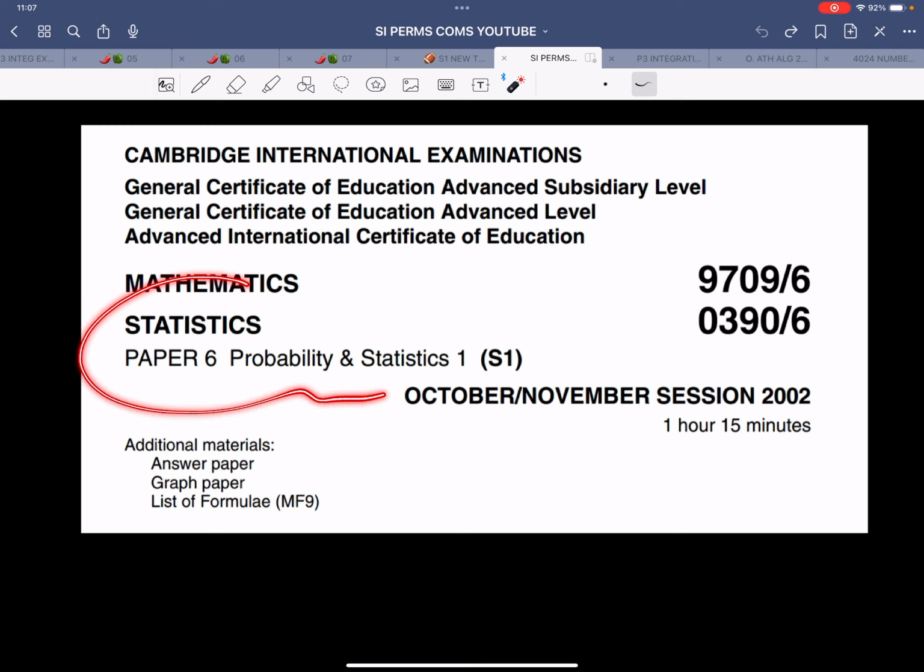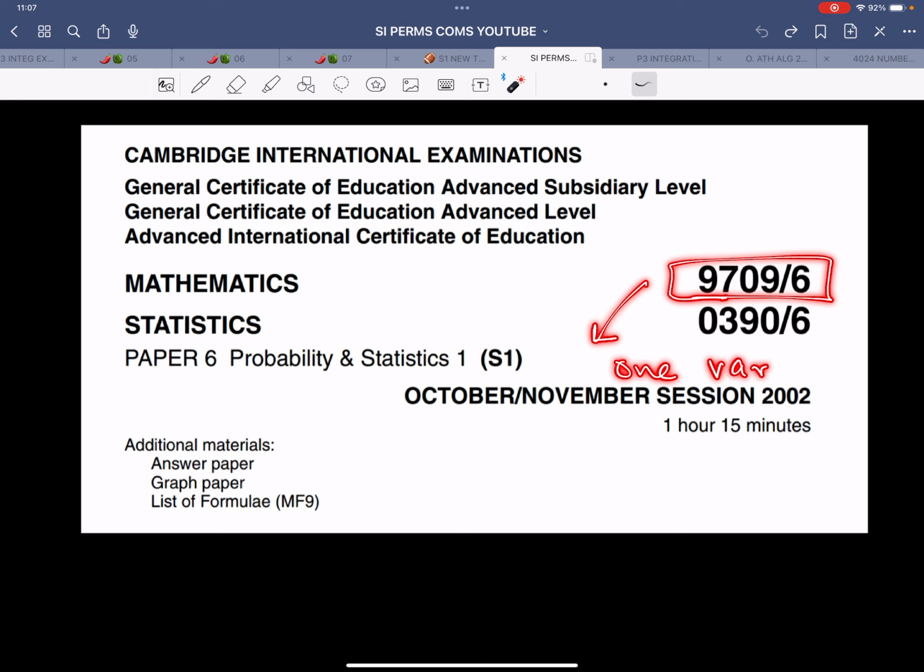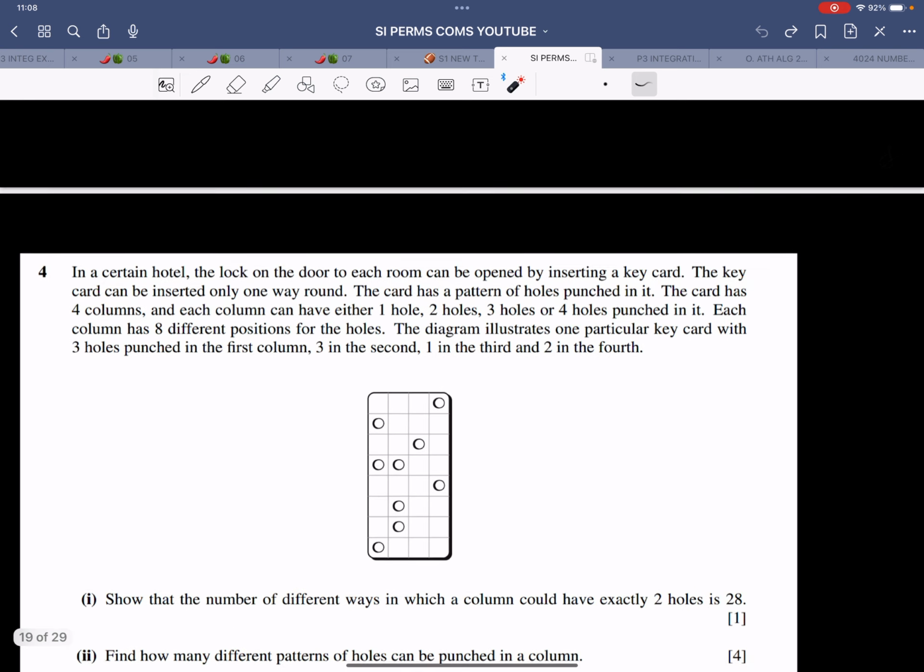In this particular video, we'll be focusing on a paper 6 question, and it's a very old but classic question. It's so old that at that time there was no other variant. So there used to be only one variant, and I think that happened till 2010 or 2011 for S1. So let's get started with this particular question.